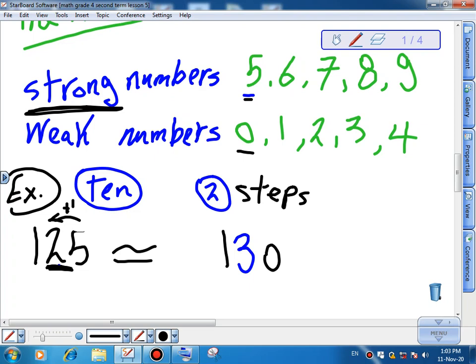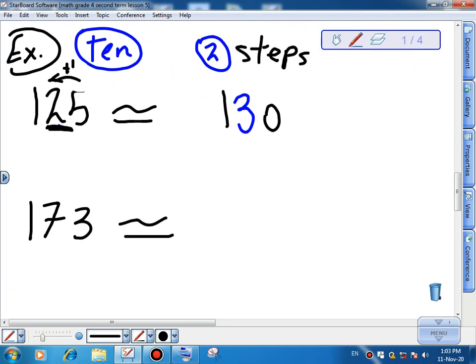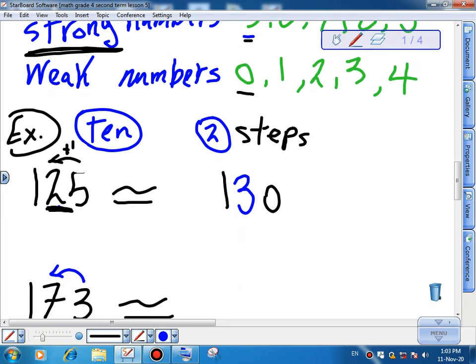Never change. If we take another number, 173, we need to approximate this number to the nearest 10. Just make a line under the number 7, like this. The digit before tens is units. Units here is 3. Is 3 a weak or strong number? 3, 0, 1, 2, 3, 4. 3 is in the weak numbers.